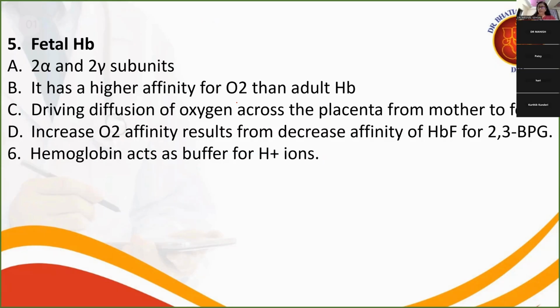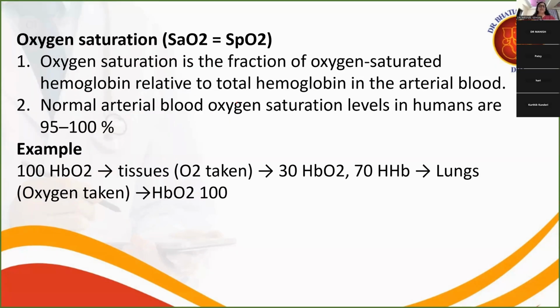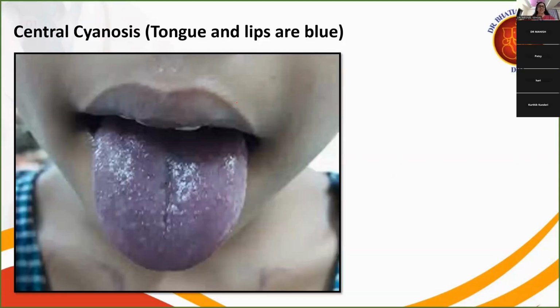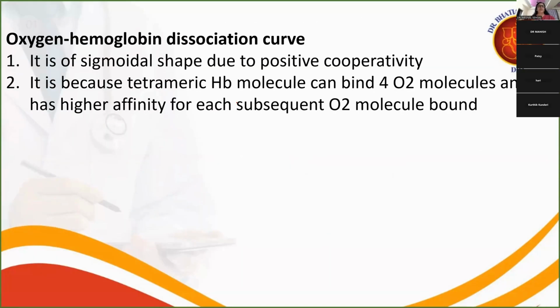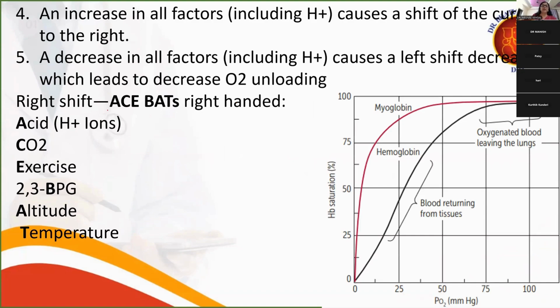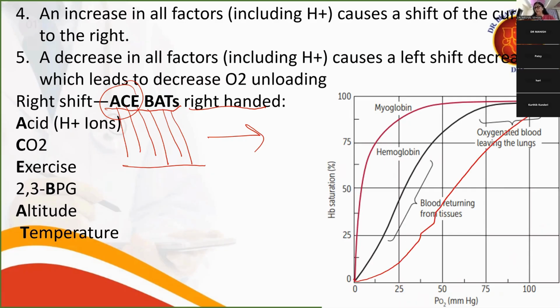So the mnemonic we learned was ACE BATS right-handed. Acidosis, rise in CO2, exercise, BPG, 2,3-BPG, high altitude and temperature rise, all these factors will cause a rightward shift. So this is your oxygen dissociation curve and you will find that every time all these factors rise, this oxygen dissociation curve is shifted to the right.